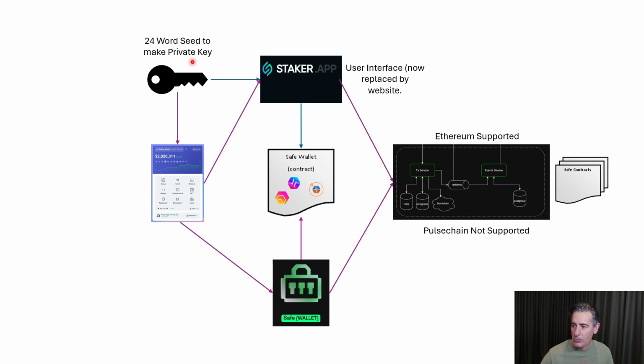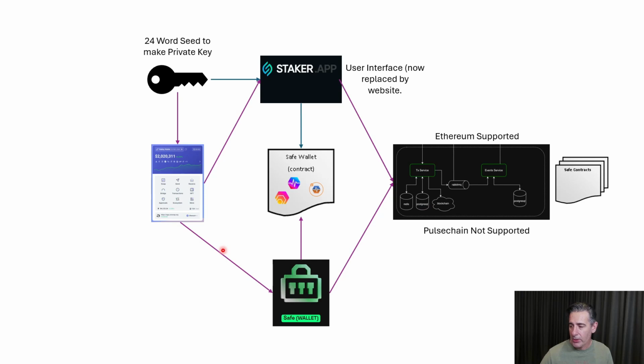So what we can do is we're going to have to import our keys into Rabby wallet anyway. So we do that, but rather than use the Staker web app, we're going to fire up the official Safe user interface that runs on Ethereum and a multitude of other networks. Unfortunately, not Pulsechain, because it doesn't have this infrastructure sitting behind it on Pulsechain to be able to run it.